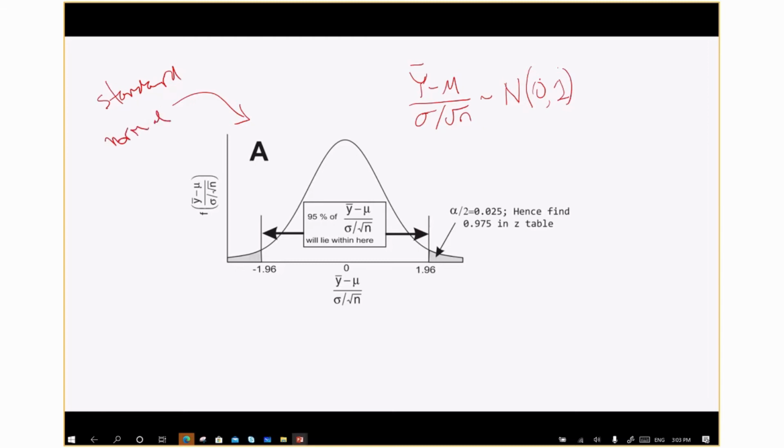And remember, this is a random variable. It's the set of all possible values of lowercase y minus mu over sigma divided by root n. So that's what we've got here.